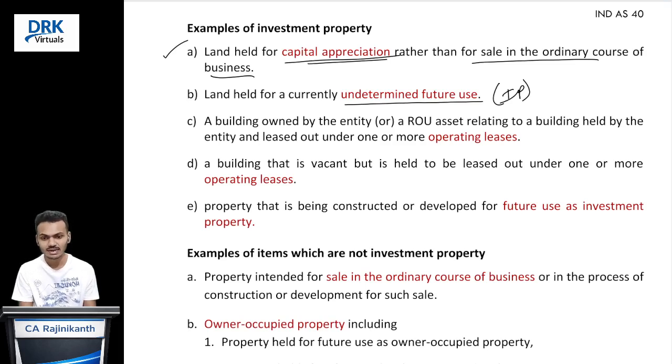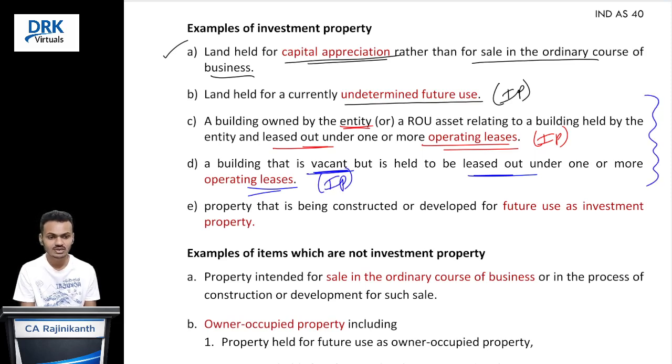And next one, a building owned by the entity or ROU asset relating to that building. It means that building is taken on lease, and is leased out under one or more operating leases. In this case, it is also an investment property. A building that is vacant and that is to be leased out under one or more operating leases is also investment property. In these two cases, we don't de-recognize the asset in the books of accounts of the entity, correct? And next one, property that is being constructed or developed for future use as investment property. It is very straightforward, so this is also an investment property.